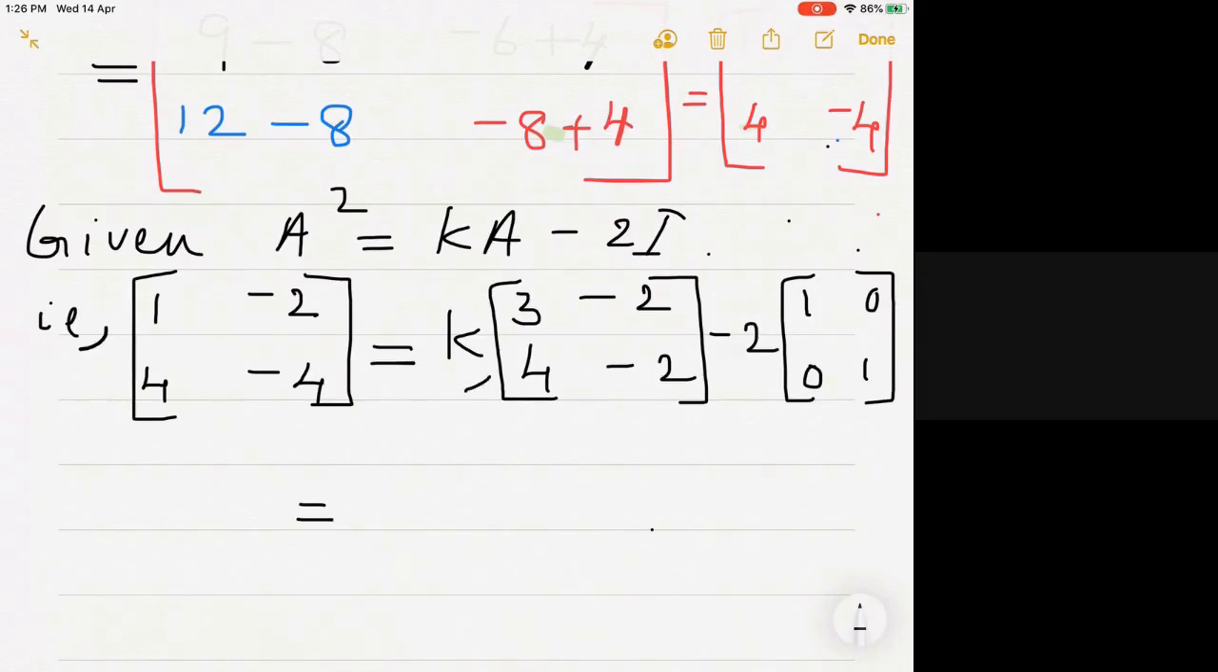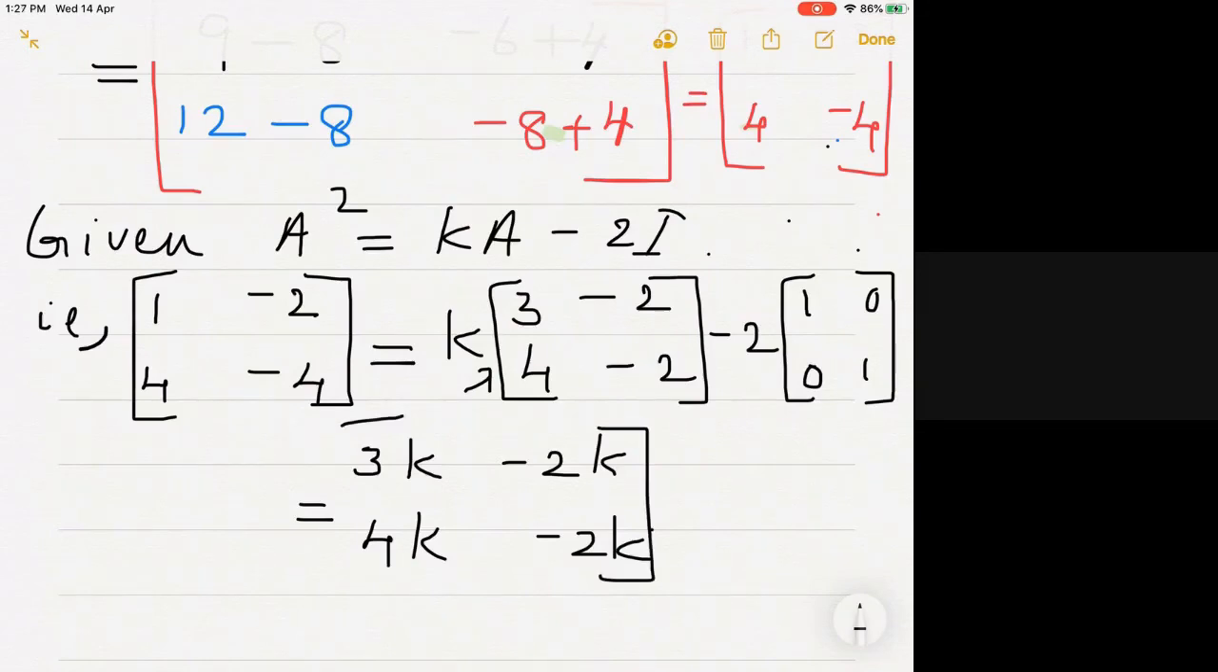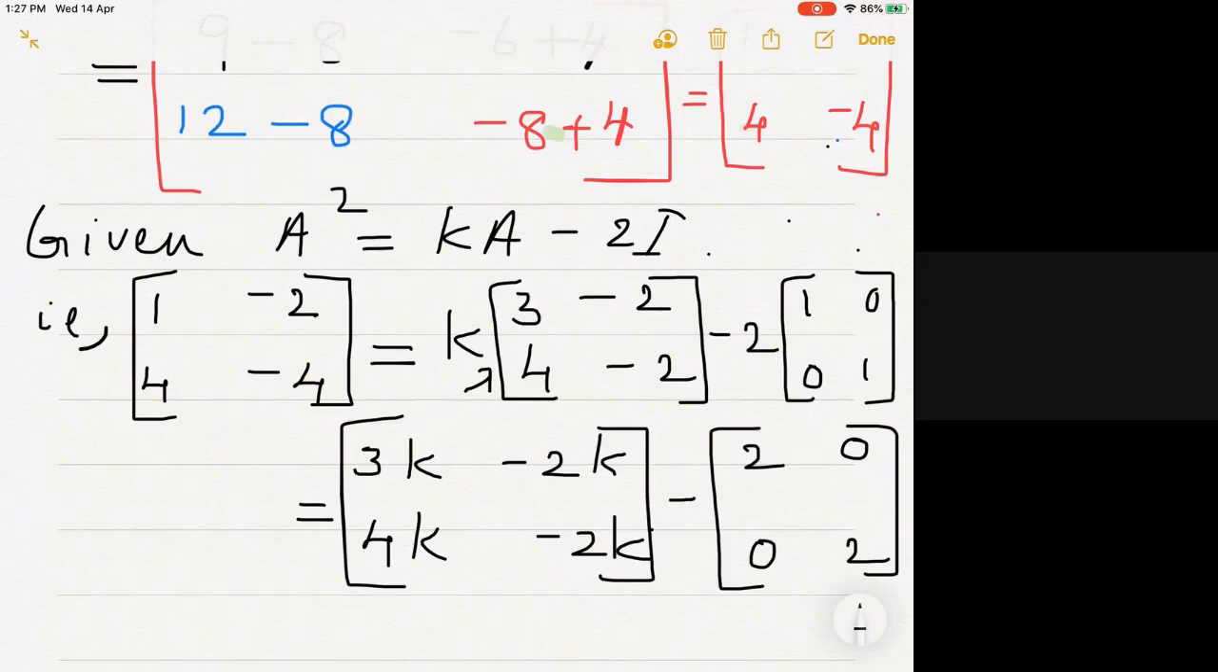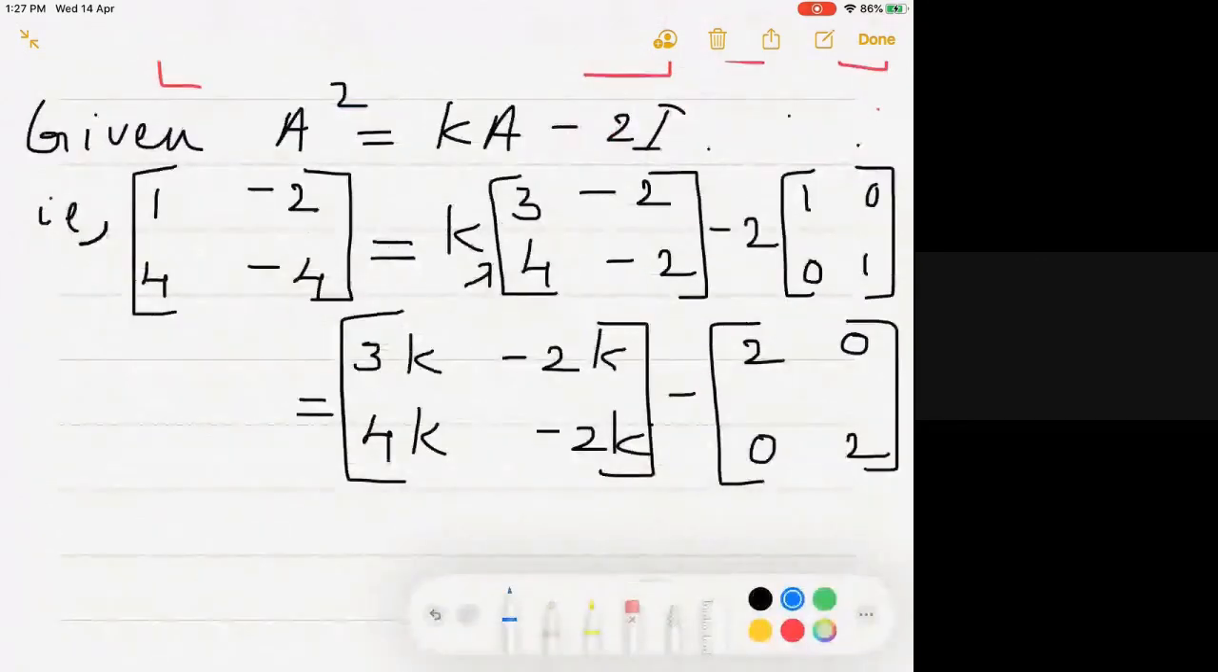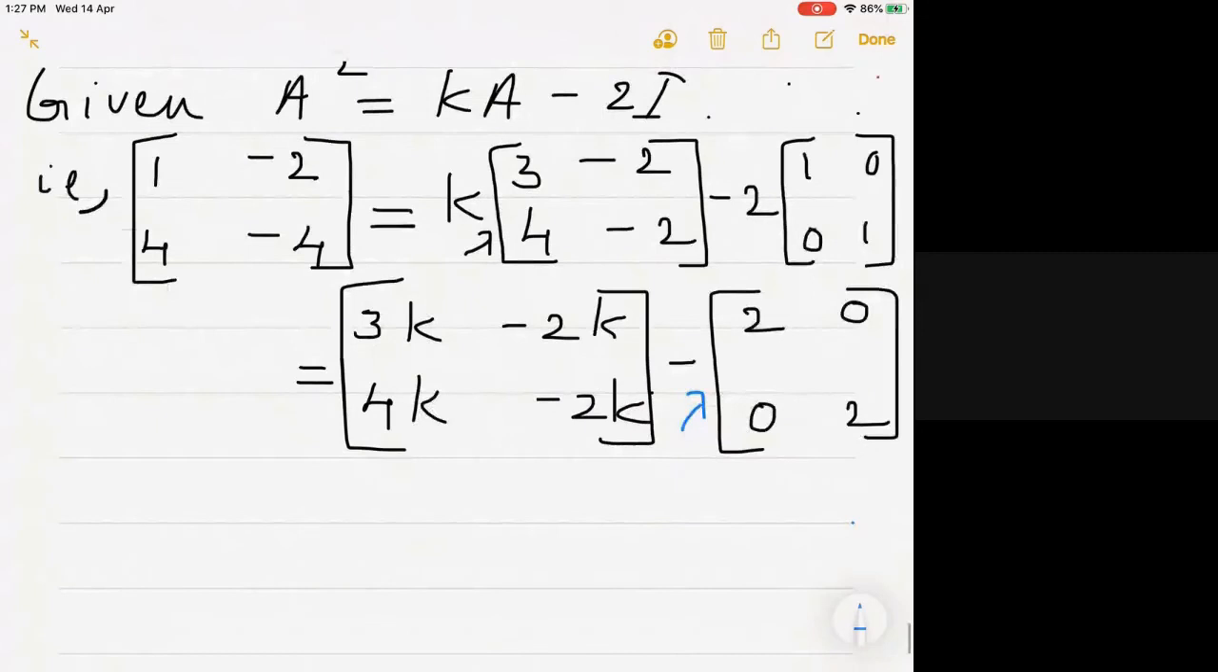You can see that here one operation is hidden, that is a scalar multiplication. So every element of the matrix to be multiplied by K, you will get 3K minus 2K, 4K minus 2K, then minus 2 times, that is also scalar multiplication. So every element you will multiply with the scalar 2. So 2, 0, 0, 2. Now do the operation. According to that, this is subtraction. So the corresponding elements you will subtract.